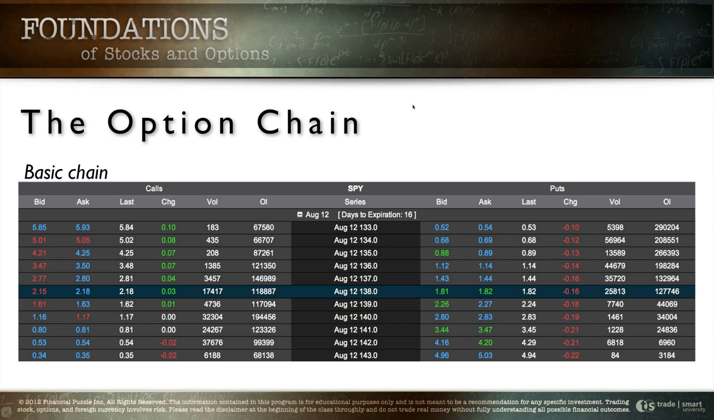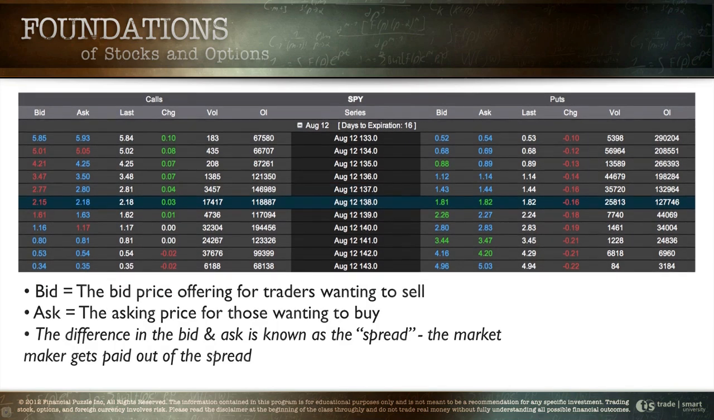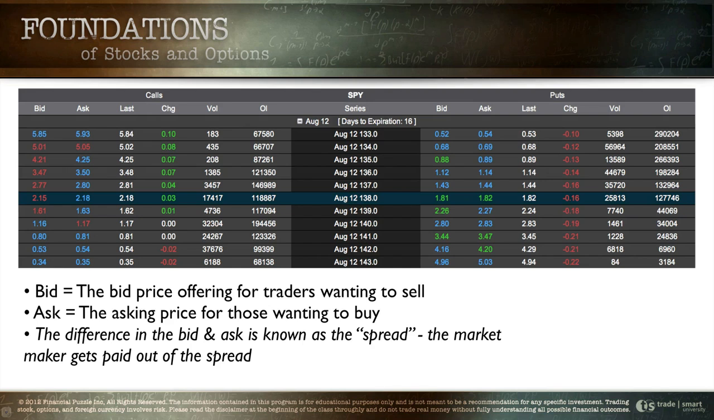Okay, so let's break all these components down. I already see questions coming in. You're assuming I'm not going to tell you. So here we go. Here's your components. The bid and the ask. The bid is the offering price. This is the price that if you're selling, you will end up selling at this price.